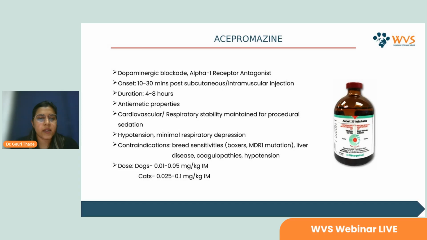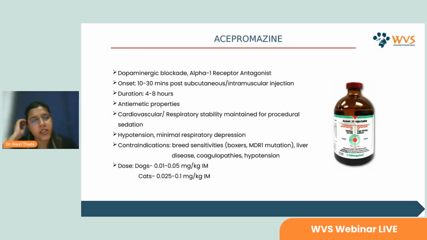It has anti-emetic properties, and when used at lower doses for procedural sedations, which would be about 0.01 to 0.02 mg per kg intramuscular in dogs, usually the cardiovascular and respiratory stability is maintained in the animals. Although it can still cause hypotension, it is very minimally respiratory depressive.